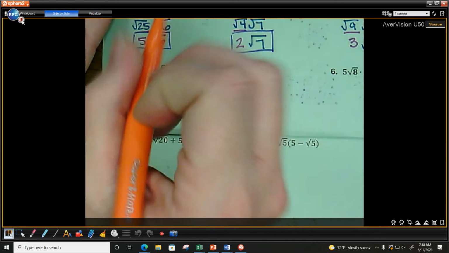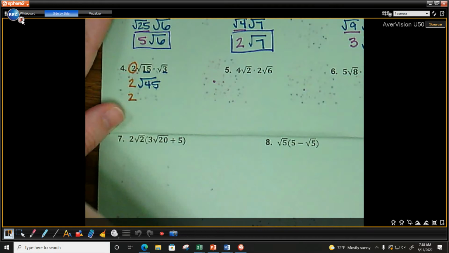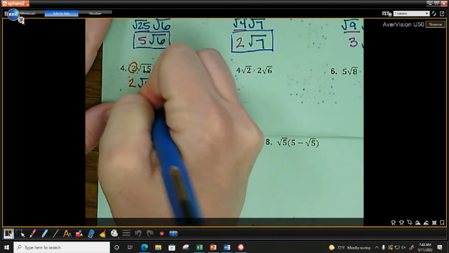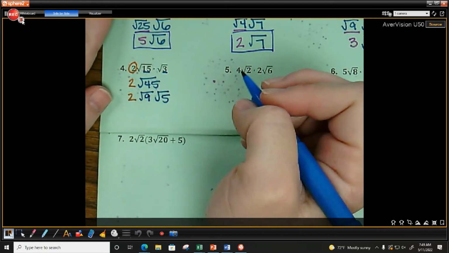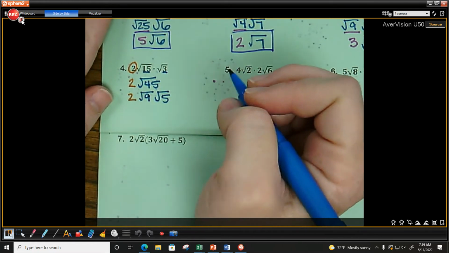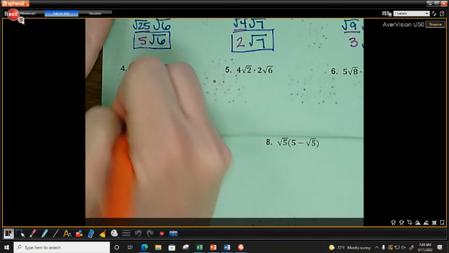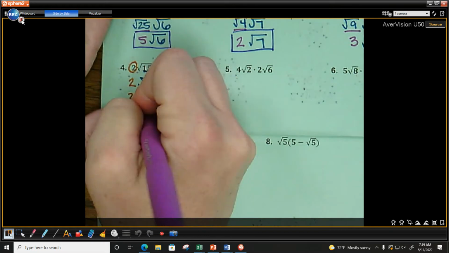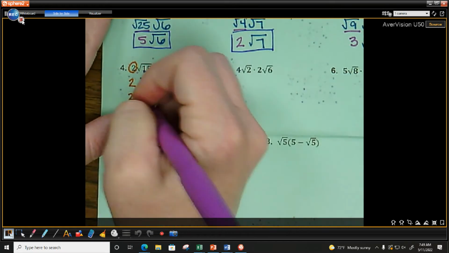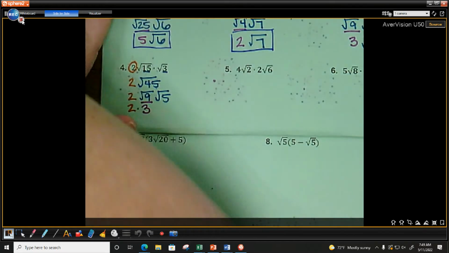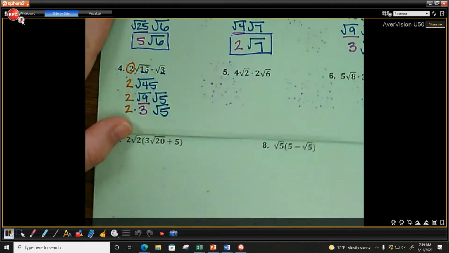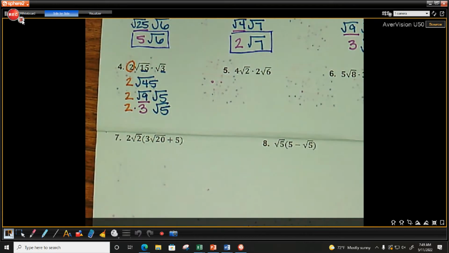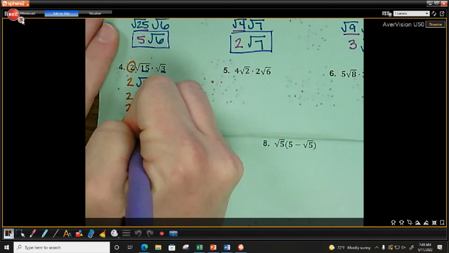So I'm going to rewrite this as 2 square root 9 square root 5. 5 is prime, so I know that 9 must be the largest perfect square that 45 is divisible by. Drop your 2 down. What's the square root of 9, guys? 3. Square root 5. And then what is 2 times 3? So this is 6.